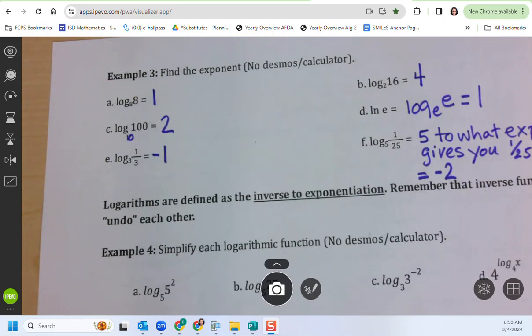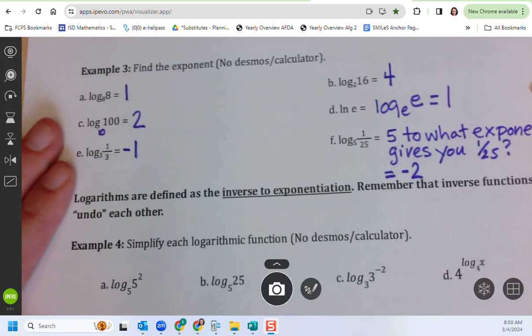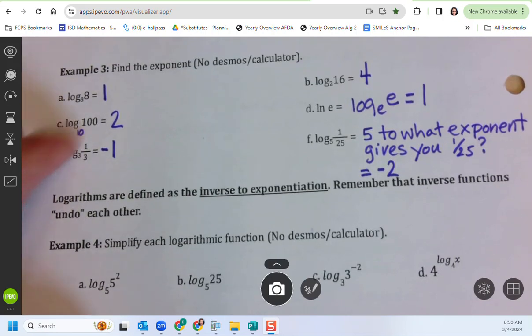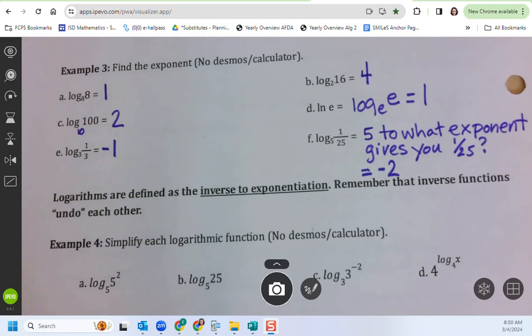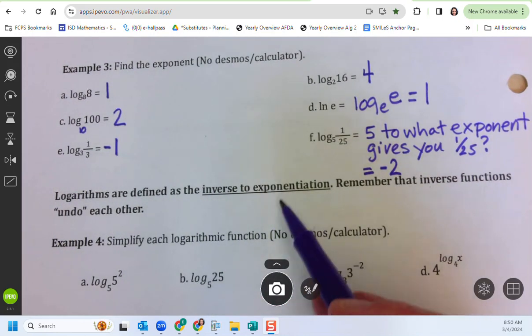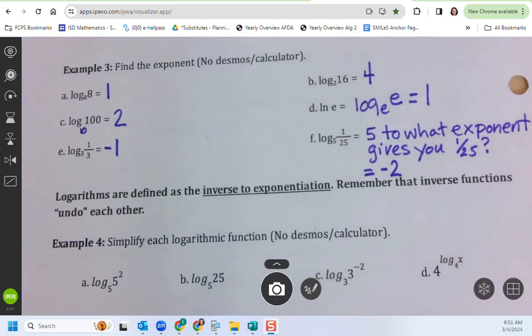All right. What questions do you have on that before we go on to another way to talk about logarithms? Questions on that? Okay, so logarithms are exponents. A logarithmic expression equals an exponent. Okay, here's another important idea. Logarithms are defined as the inverse to exponentiation. It's a long word, exponentiation. How many syllables is that? I think 6. It's a pretty good word, huh?